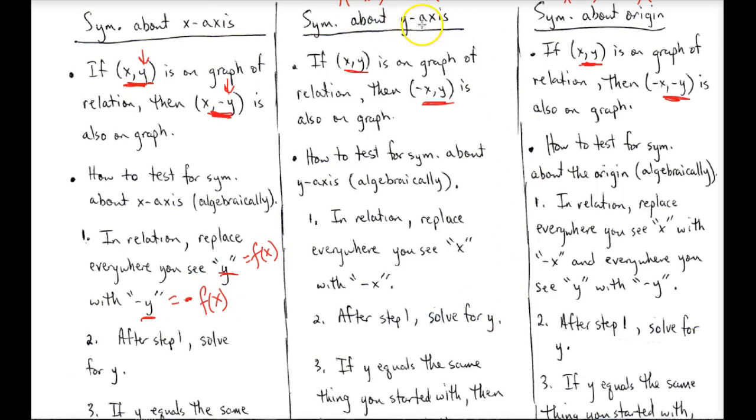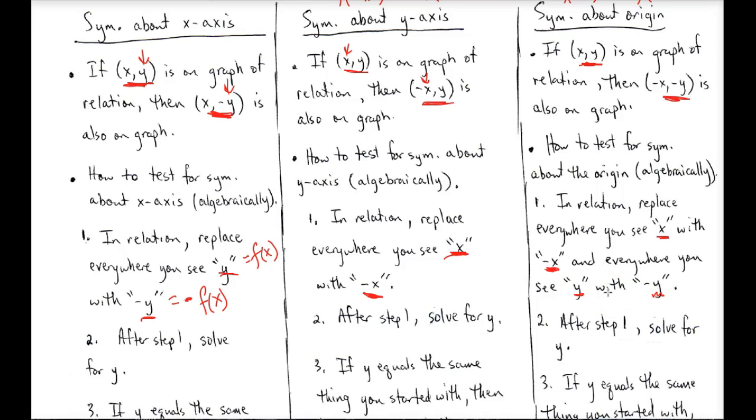Similarly, if we do symmetry about the y-axis, now you see that the x values are the ones that change. So this is why everywhere we see x, we want to replace it with a negative x, okay? And for the origin, we see that both x and y change. So that's why here we want to take everywhere we see x and replace it with negative x, and everywhere we see y, replace it with a negative y.